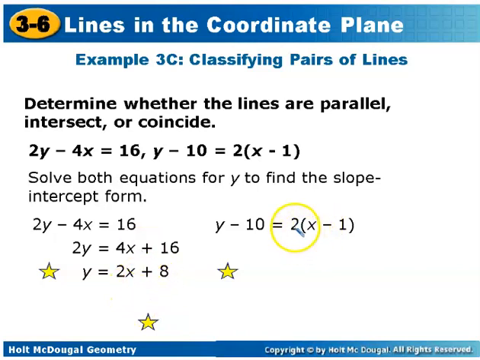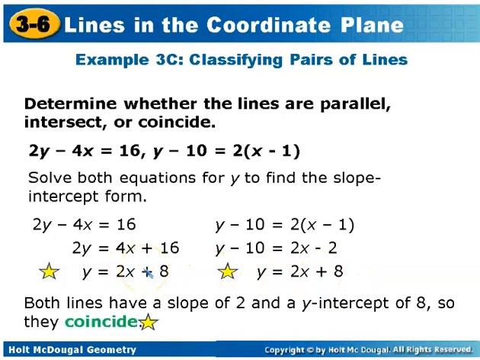Now in my other equation, I need to do some simplifying first with the distributive property. And then I can move this 10, this constant, to the right-hand side. Okay, now we're just using our algebra tools. Okay, so go back, use those algebra tools, don't forget them, and look what happens. I have the same equation, which means that those lines coincide.